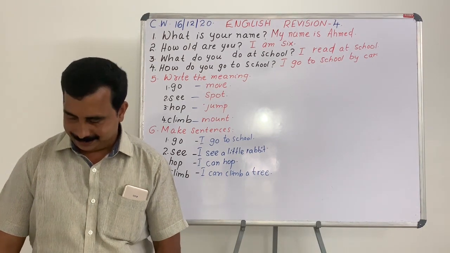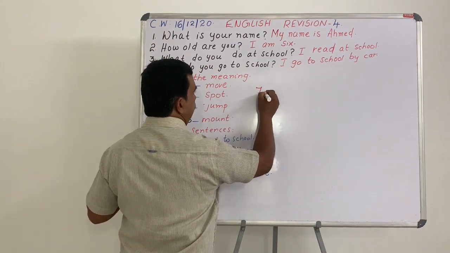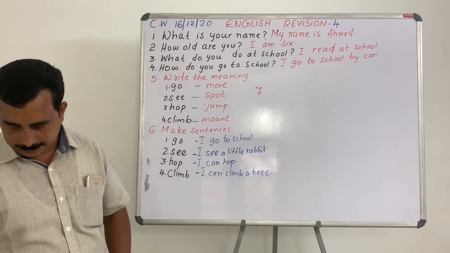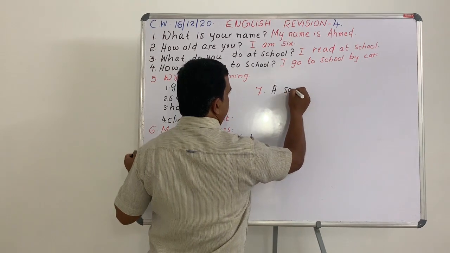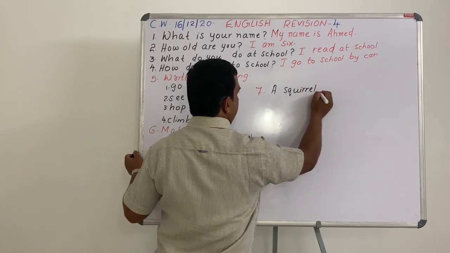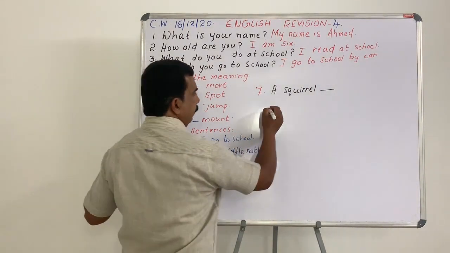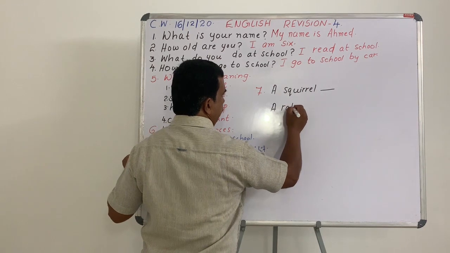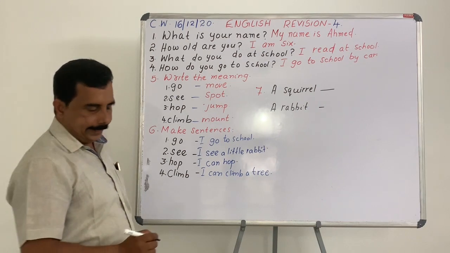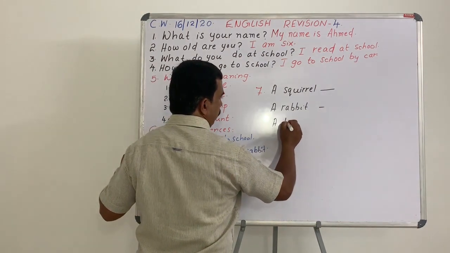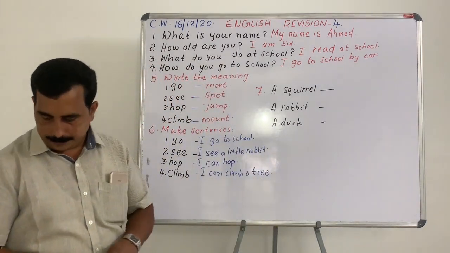Finished? Yeah. Question number 7. Okay, direct questions. The direct question, a squirrel. A squirrel, what can it do? And a rabbit. Okay, so a duck. What do they do? Tell me, children. Their actions, no? Yeah, okay.